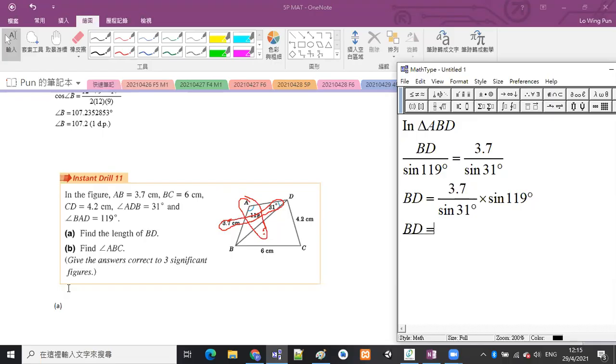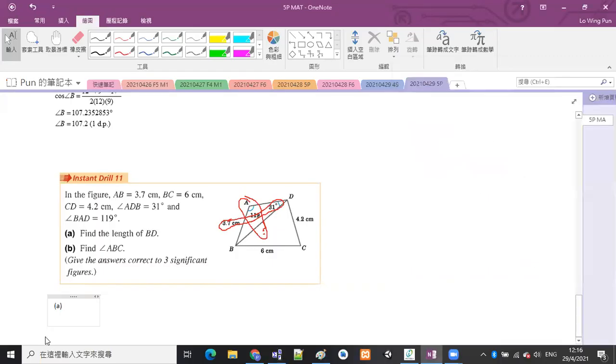And then BD will be equal to calculator. Divided by sine 31. Should be 6.28 something, right? 6.28321136. Okay, but BD will be the answer of part A, so we need to correct to 3SF. Okay, it should be 6.28. Okay, we have units here, and this is correct to three significant figures. Okay, and this is the answer of part A.